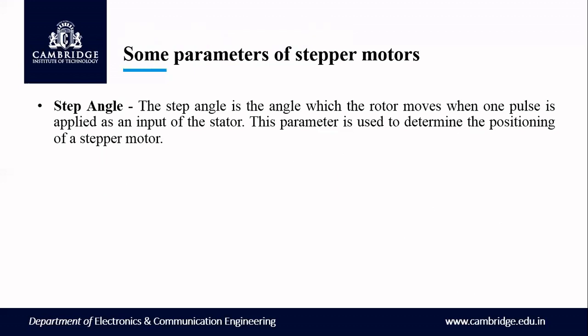Step angle is the angle which the rotor moves when one pulse is applied as an input to the stator. This parameter is used to determine the positioning of a stepper motor. It is very simple: whenever you provide a pulse, a digital input, the motor will rotate. That rotation, how much angle it is, we call the step angle for one pulse. This step angle is decided by the number of rotor teeth, so depending on the rotor teeth you set the step angle.